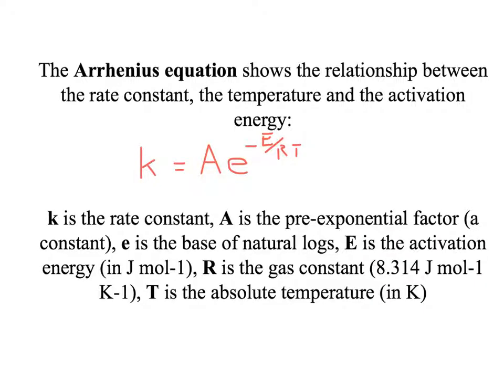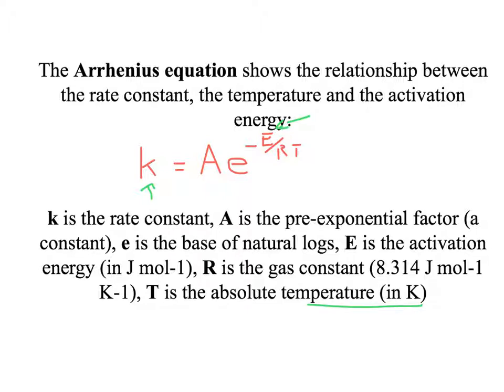Now moving on to some A2 chemistry, the Arrhenius equation, which is shown in red, shows the relationship between the rate constant, which is little k there, and A, which is the pre-exponential factor, that is a constant. e is the base of natural logs, and this capital E here is the activation energy. R you would have come across before at AS chemistry, that's the gas constant, and T is the absolute temperature, and you must remember to convert in Kelvin.